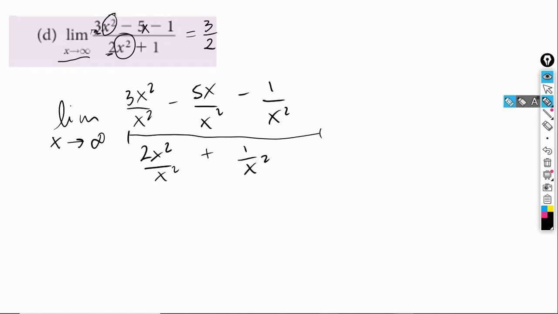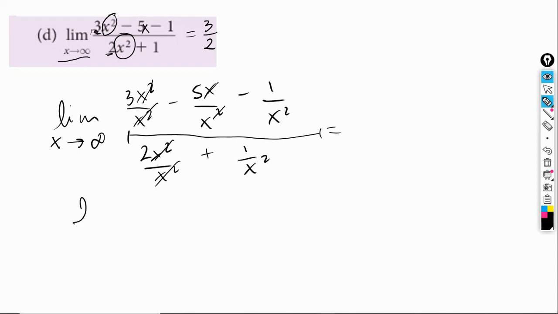So then this would equal, and this is where we can apply the properties of limits. First of all, we're going to cancel out these terms because x squared over x squared can cancel out, x squared over x squared can cancel out, and this x can cancel out with one of these x's. So let's rewrite this using the properties of limits.